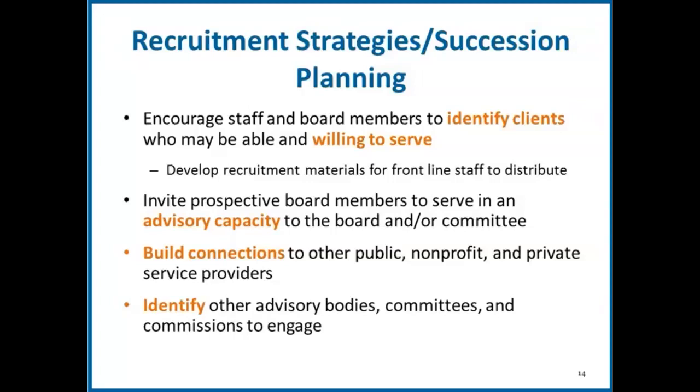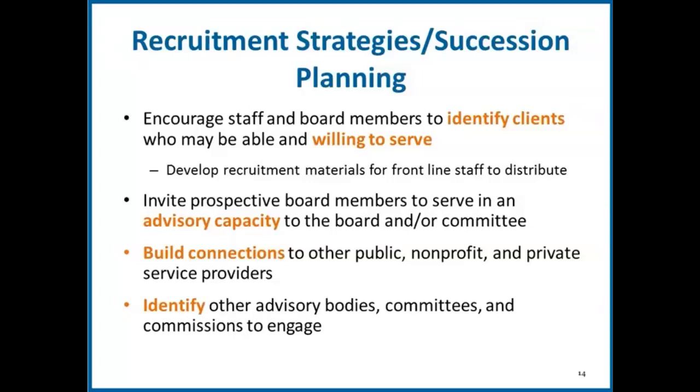So one of the things you can do to help address that is encourage staff and board members to identify your customers who might be able and willing to serve. Your customer base is hopefully one of your best potential sources of new board members. So your program managers, your frontline staff should always be on the lookout for those customers who might make good board members, ones who are familiar with your agency, with your programs and services, especially customers who have connections to other organizations and institutions within the neighborhoods and the communities that you work with.